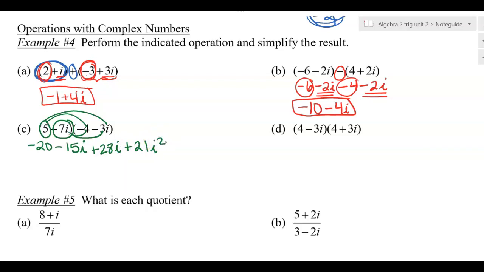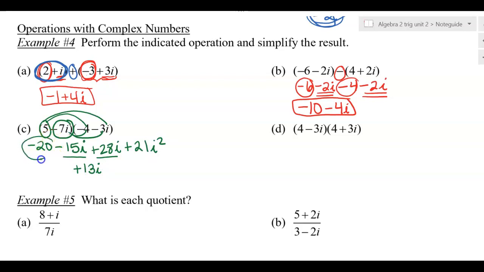Is everybody okay with the multiplying step, that it looks just like your foiling or distributing property? Then we want to combine like terms. So right here, these two terms are both imaginary parts. So we have a negative 15 plus a positive 28. And so those will add together to make positive 13i.